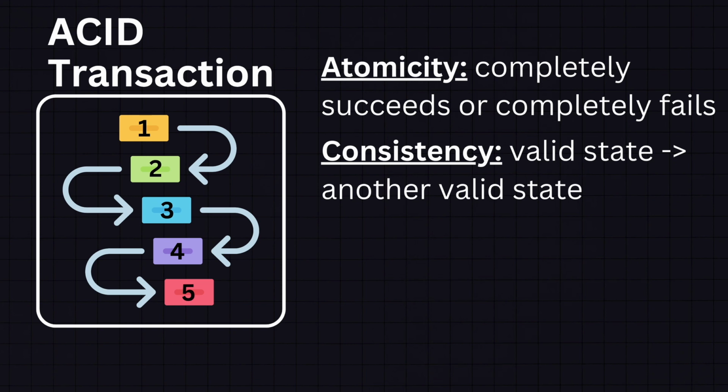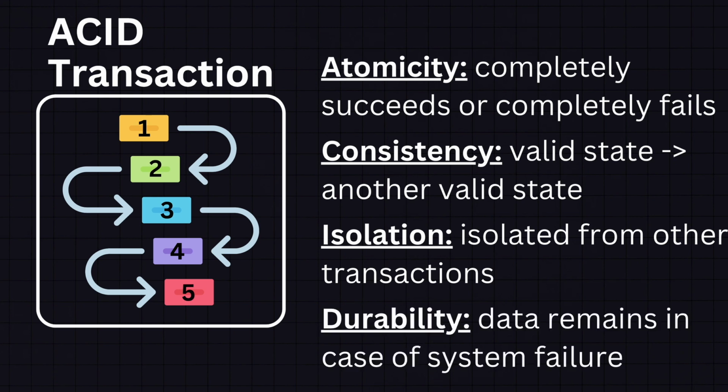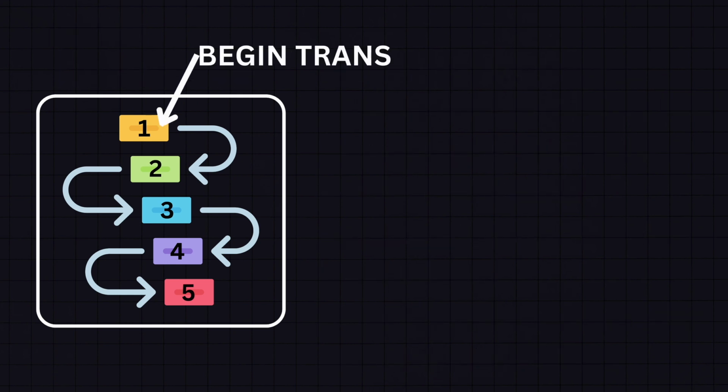another valid state. Isolation ensures that modifications made by concurrent transactions are isolated from one another until they are committed. And durability ensures that once a transaction has been committed, it remains there even in the event of a system failure. The key commands in SQL transactions are begin transaction, which marks the starting point of an explicit transaction.